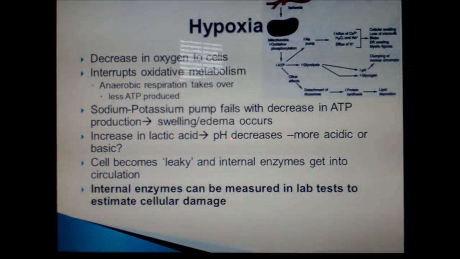Notice the last statement on this slide. Internal enzymes can be measured in lab tests to estimate cellular damage. Now we're getting somewhere. You already knew that, but now you know the reason why we can order enzyme tests to diagnose different clinical diseases. Can you think of a condition where we order enzymes in the blood that tells us if someone has the condition? No worries. If you can't at this point, we'll talk about it a lot next week.